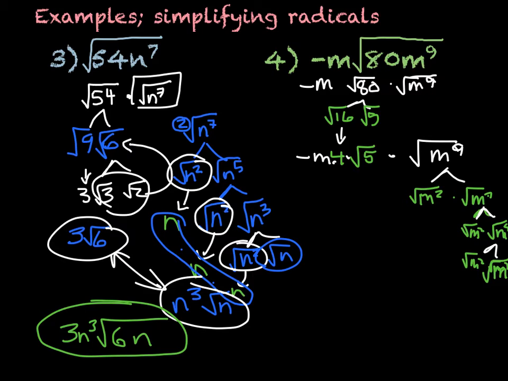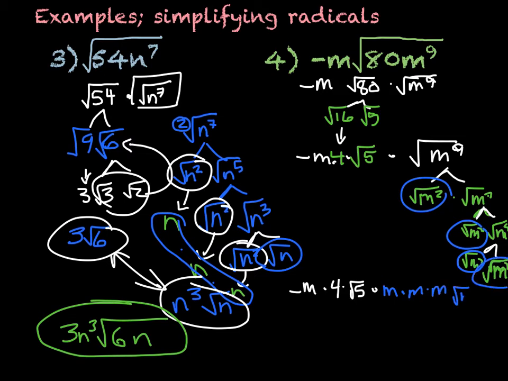So I'm going to rewrite this down here. I have negative m times 4 times the square root of 5 times, this is m, here's an m, and here's an m, and then this is square root of m cubed, which can be broken down a little bit more, just didn't have room. So that would make it m squared and m. So that again goes to m.